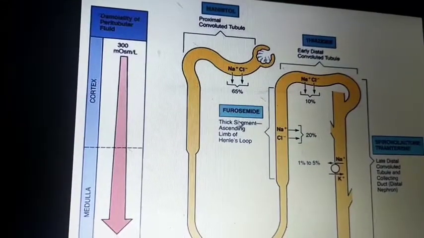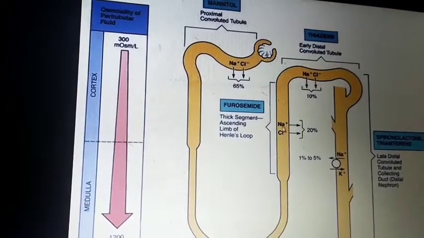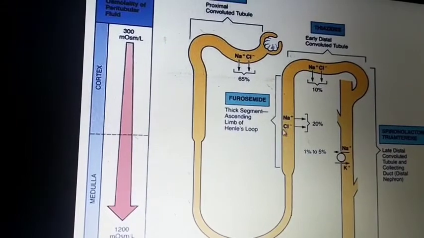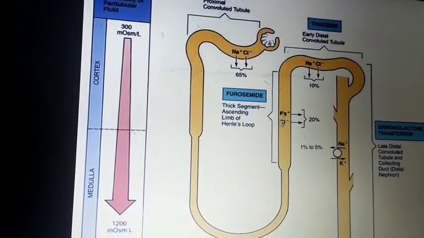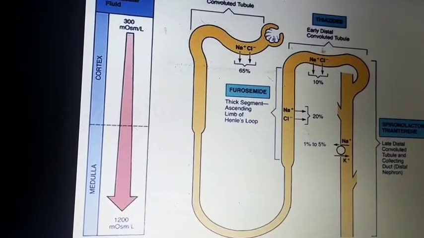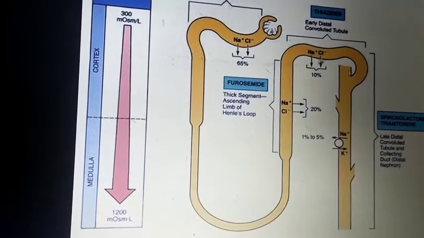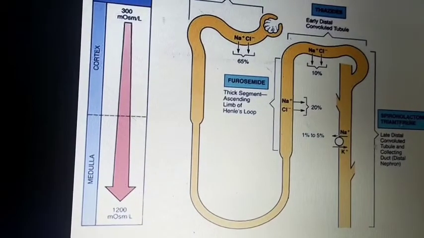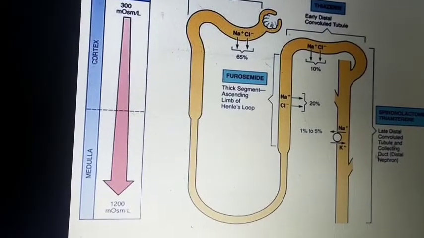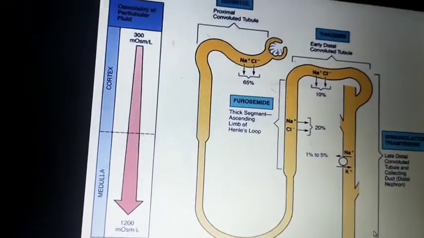Furosemide is a loop diuretic. They work on the ascending loop of Henle. Then thiazides work on the distal convoluted tubules. Then spironolactone is potassium sparing; it works on the late distal convoluted tubules and collecting duct. Like that there is function.